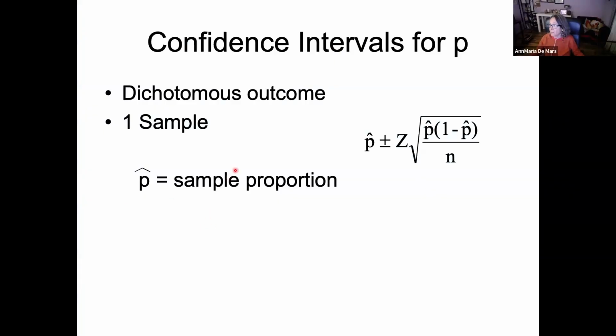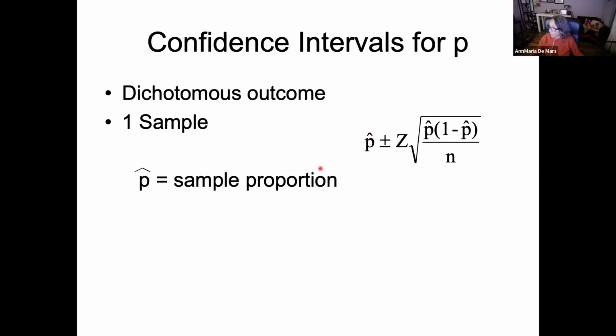The confidence interval for a proportion, we're assuming you have a dichotomous outcome. You either are an English language learner or you are not. You graduated college or you didn't. You graduated high school or you didn't. You get the idea. So one of two possible outcomes, and you have one sample. So this is another kind of confidence interval we're going to estimate.